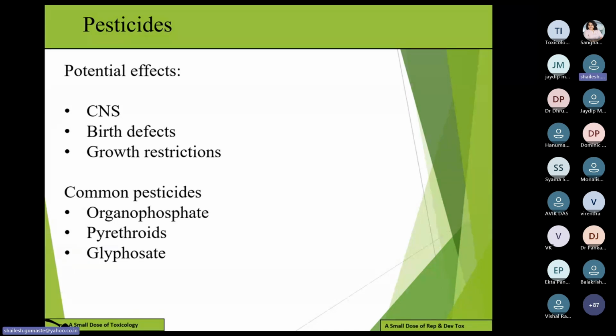So research on pesticides and developmental toxicity can inform regulatory decisions and help protect public health, particularly for vulnerable populations like pregnant women and children.